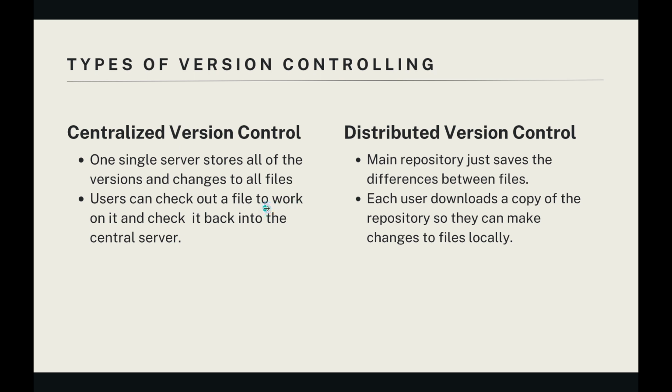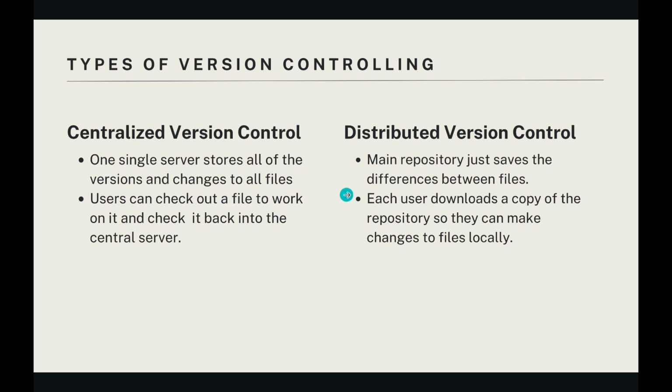These are the two main types of version control systems: centralized version control and distributed version control. In the centralized version, one single server stores all of the versions and changes to all files, so the users can take a file, change it, and then push it to the central server. The advantage of this is that the changes are always quickly updated, and no developers will be working on the same thing as everyone adds their changes directly to the main version of the file. This is better for smaller teams, but for larger teams, this can be a bit of a bottleneck.